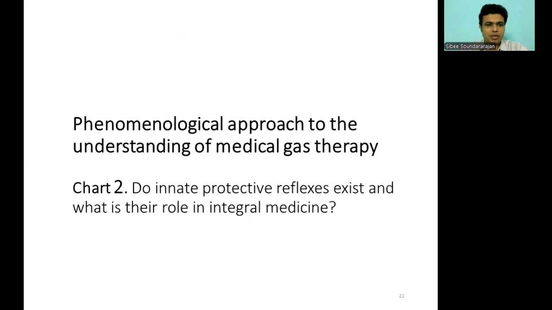To complete the phenomenological approach to medical gas therapy, we must determine the nature of the protective effect of toxicants. According to one of the definitions, poisons are substances that act damagingly at particular sites in cells and organs that are critical for maintenance of homeostasis. It is obvious that the defensive reactions to the disturbance of homeostasis must be homeostatic.